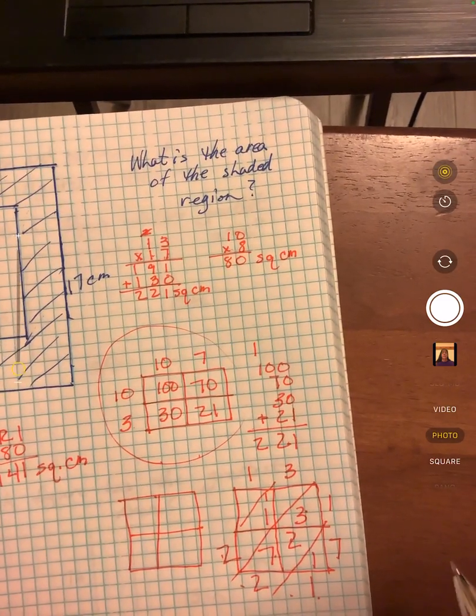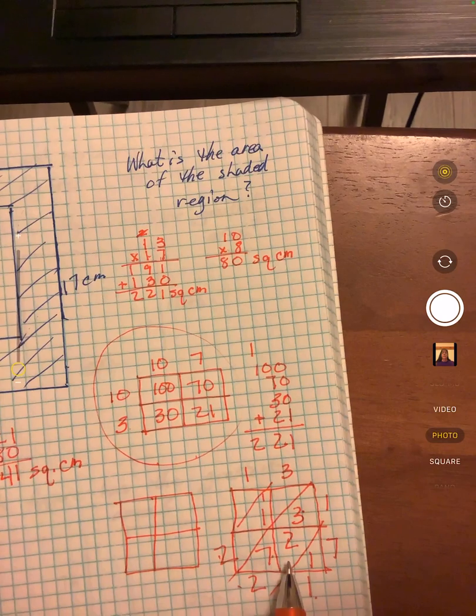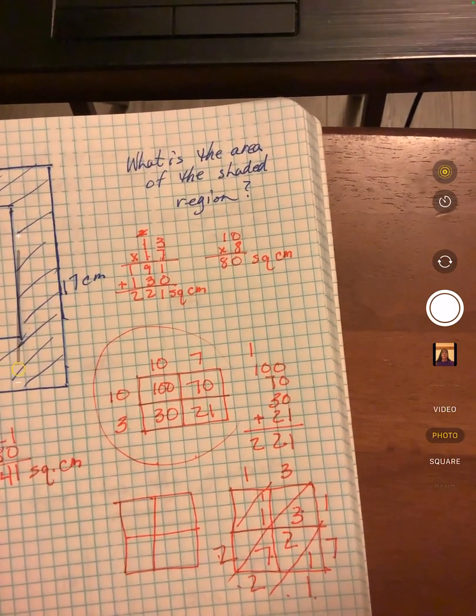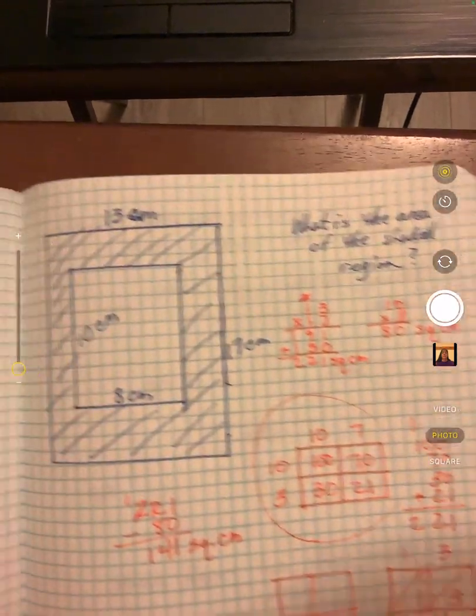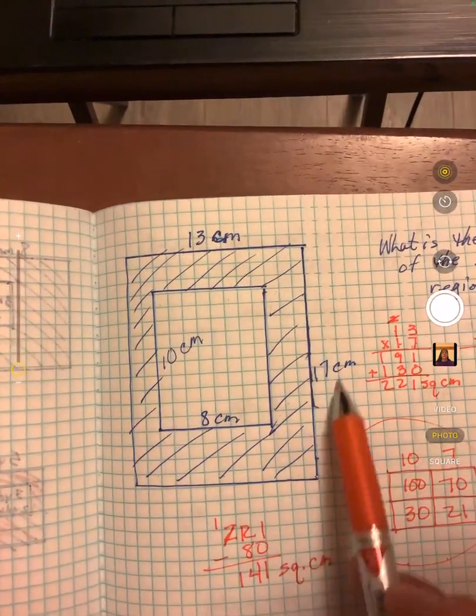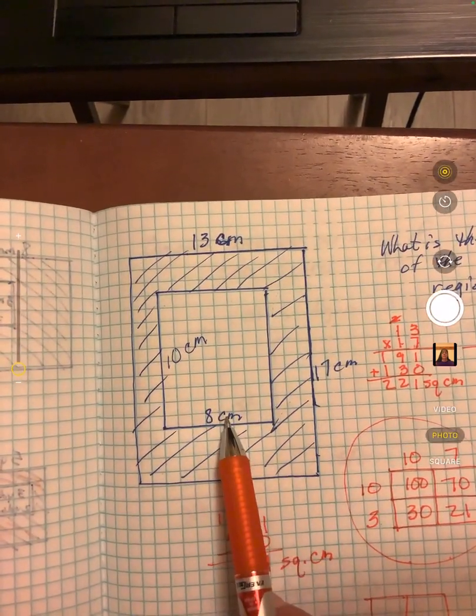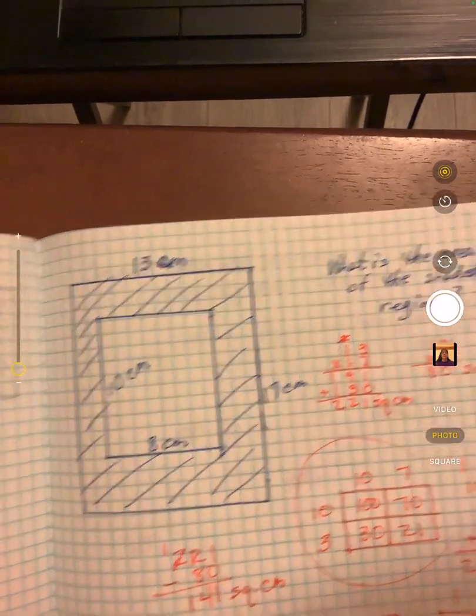Okay, so however you want to do it, like that or the lattice, or if there's a different way that you like better too. So that's how you do this. Multiply the outside, the big square, multiply the little square, and subtract the little square from the big square.